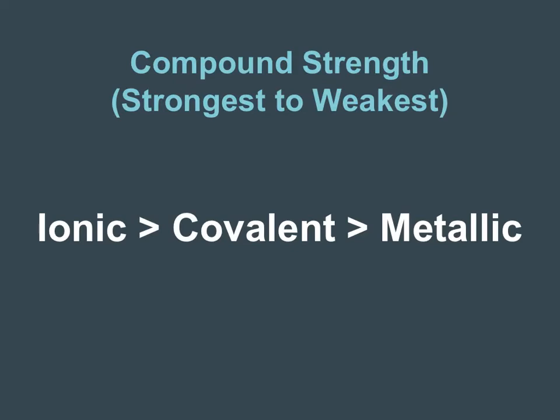Okay, so let's review what we know about our different types of bonds. We have our ionic bond, our covalent bond, and our metallic bond. Generally, when we're talking about the strength of the bond between the atoms, we put ionic compounds as the strongest. They have the highest melting point and highest boiling point, and we know that's because of the crystal lattice. Because of that crystal lattice, it takes a lot of energy to move the formula units apart to melt it.